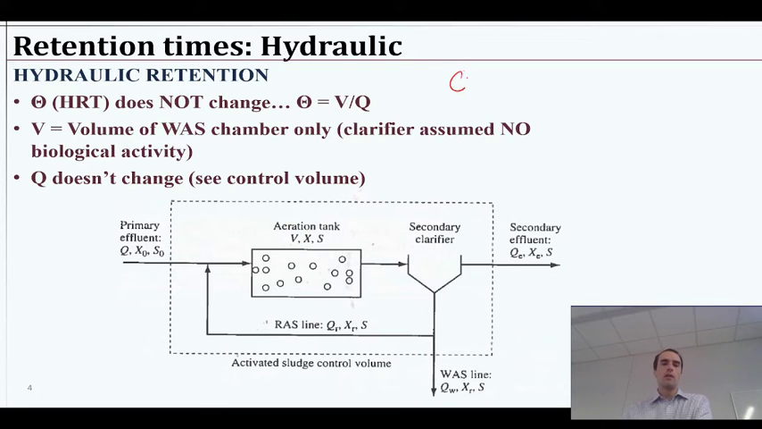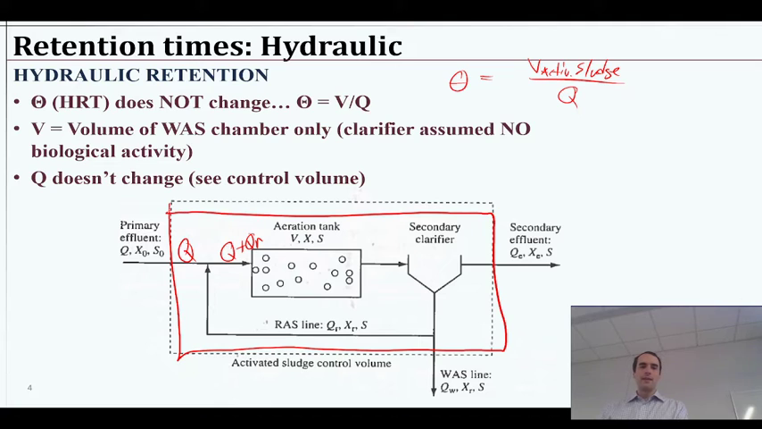So theta is V for our activated sludge reactor divided by the Q that's coming through the entire system, right? Because we could stop and say, oh, well, is this the Q, are we talking about Q here, or this Q plus QR, right? Or, which Q are we using? And ultimately, if we take a look at our control boundary, control volume, we've drawn it out here.